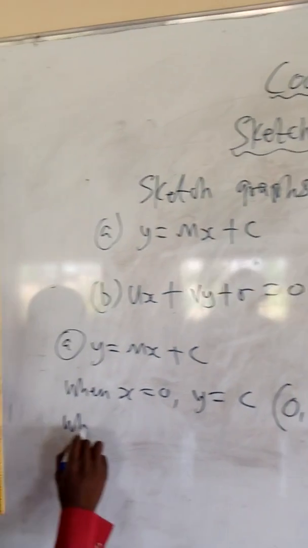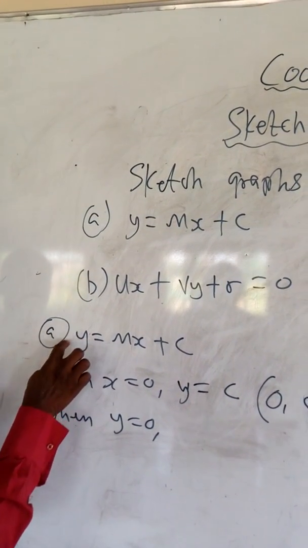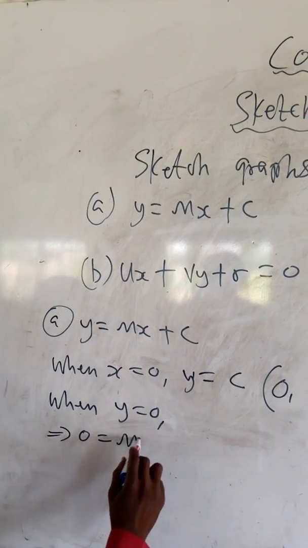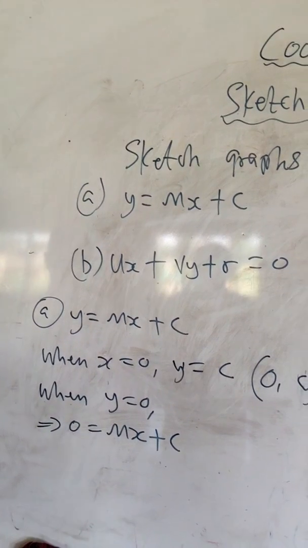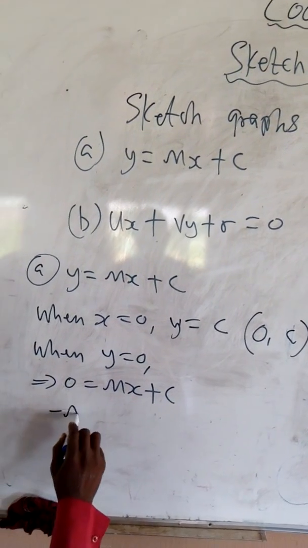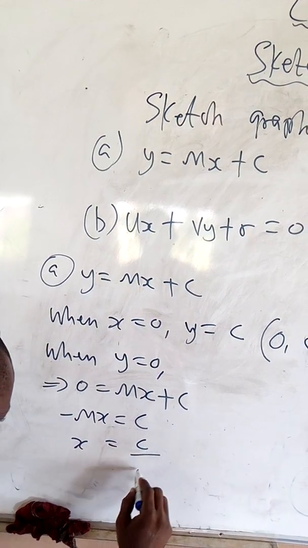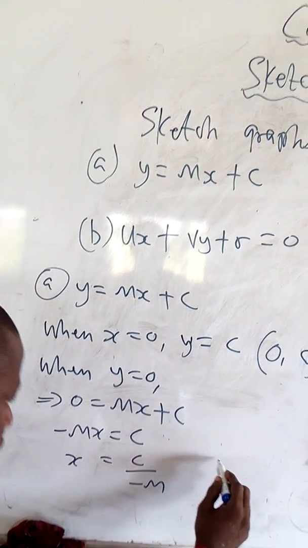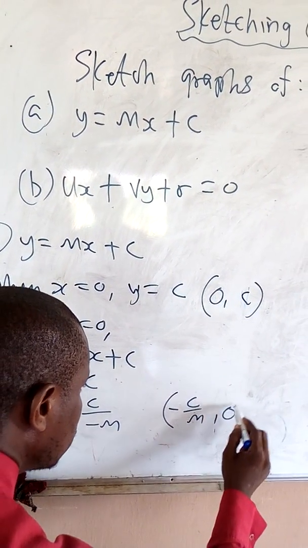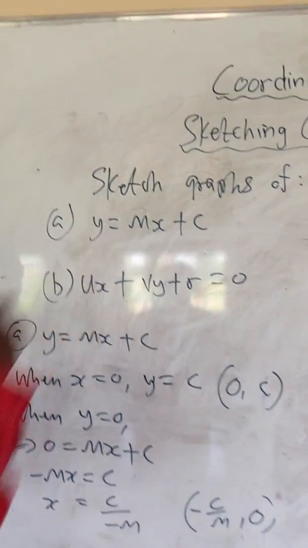At the same time, when y is 0, that is the whole thing here becomes 0, then we are left with 0 equals mx plus c. And x, now how do we get x? We get x by having minus mx equals c, then x becomes c over minus m, and hence the coordinate becomes minus c over m, 0. That's the coordinate for this first equation.